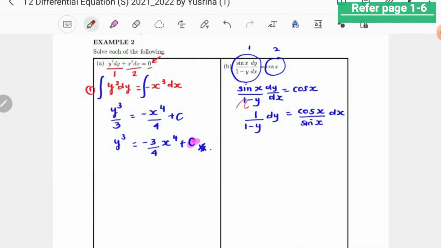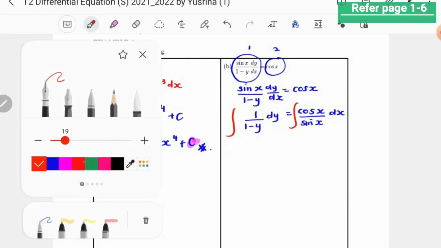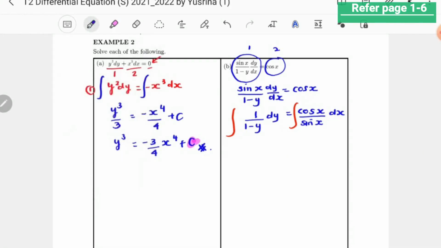Integrate both sides. So for the left hand side, we integrate 1 over 1 minus y dy, we get ln of 1 minus y, over negative 1. So we get negative ln 1 minus y, equals to integrate cos x over sin x.